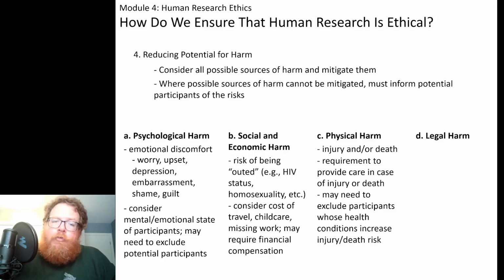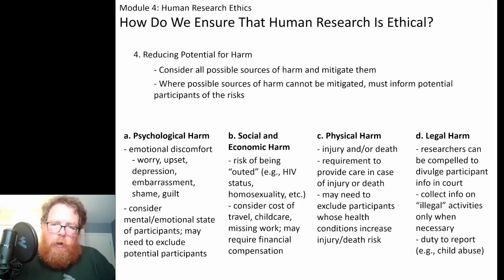And as it mentions here, same with psychological harm, we may need to exclude participants whose health conditions increase their likelihood of injury or death. So if we know, for example, that a particular research study is going to be very hard on a person's liver, then anybody who has hepatitis or cirrhosis or any kind of liver disorder, we may want to screen them out to make sure that we're not putting them at a particularly high risk for physical injury. And then, of course, lastly is legal harm.